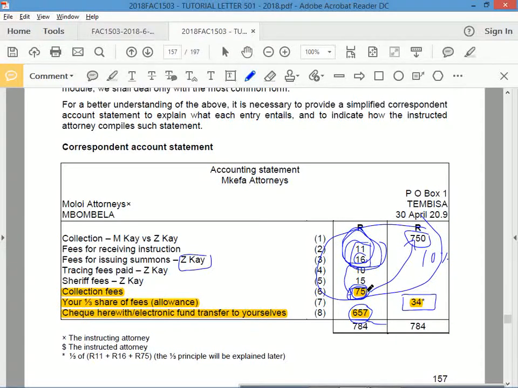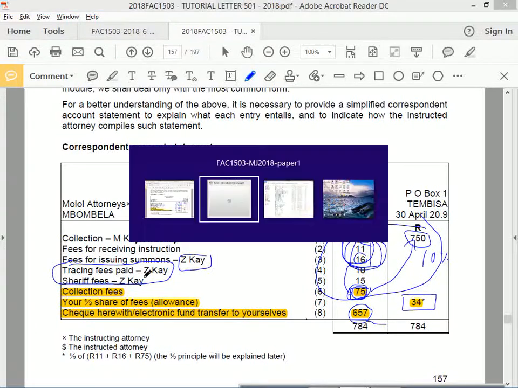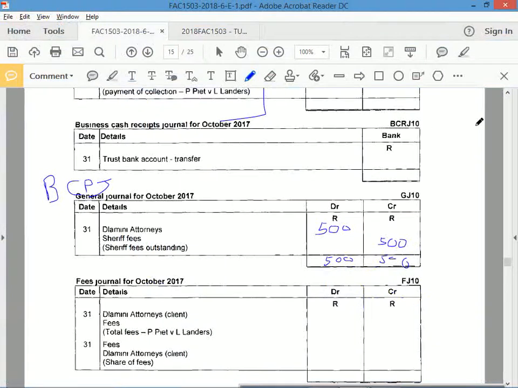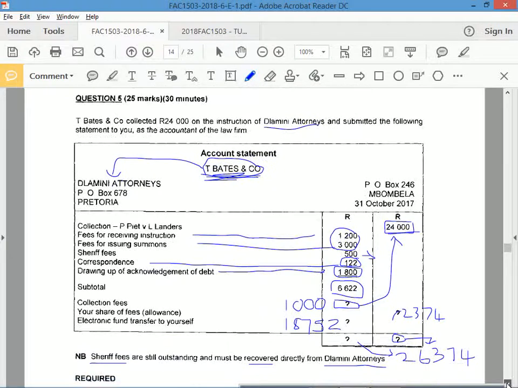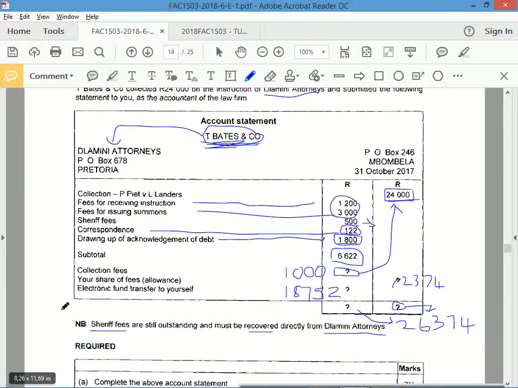If we're looking at this example, when we need to draw up the business's payment, what is the business going to have to pay? The business is going to have to pay the difference. The tracing fees and the sheriff fees were fees that the business had to pay, like the sheriff fees in this example. Now we can record it. How much does the business have to recover here? Well, the collection fees would be 1,000.